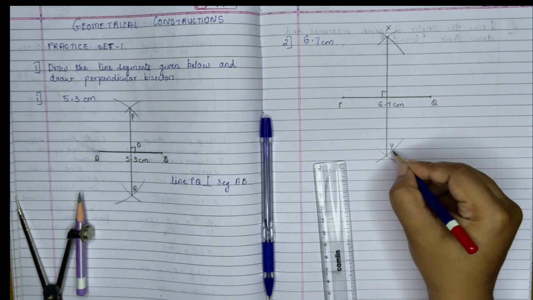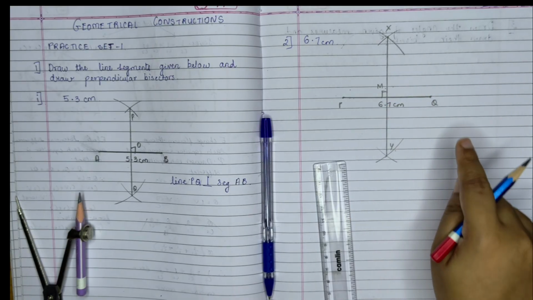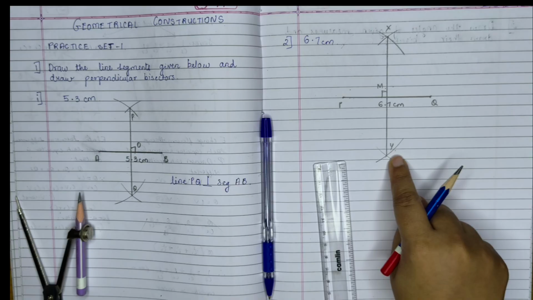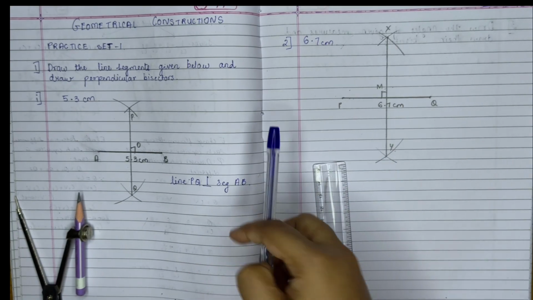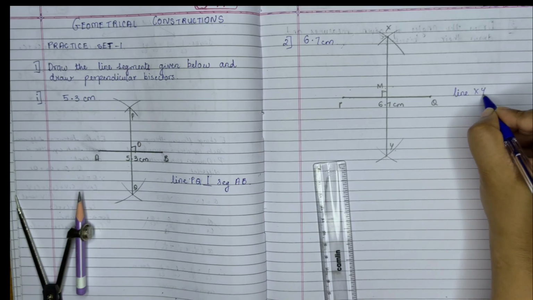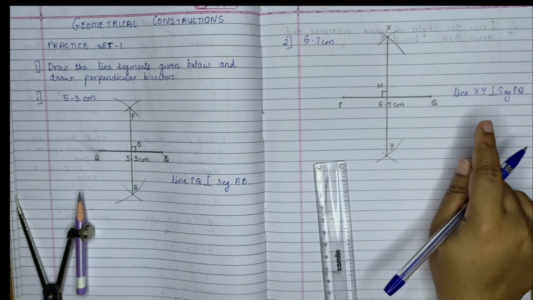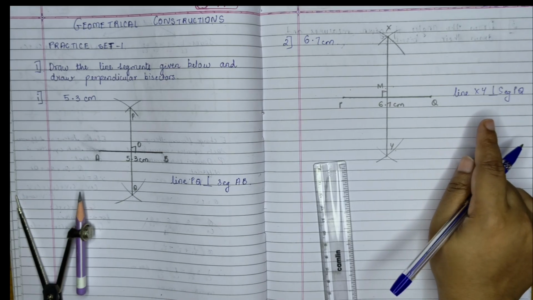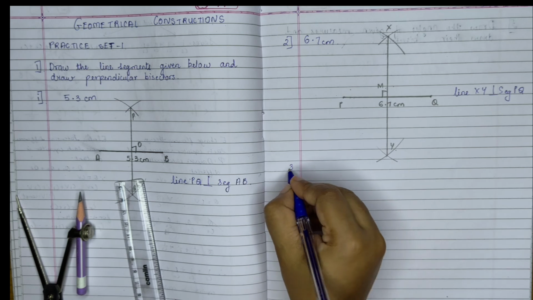X and Y, and I'm naming here as M. Okay, so we will say line XY is perpendicular to segment PQ. Line XY is perpendicular to segment PQ. Understood?